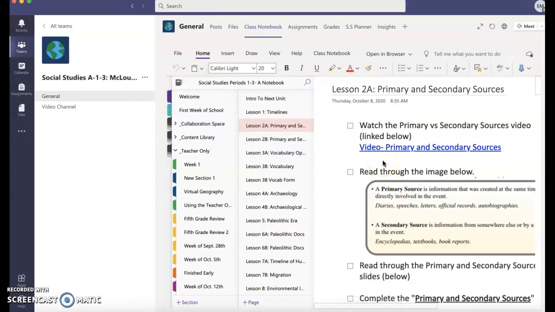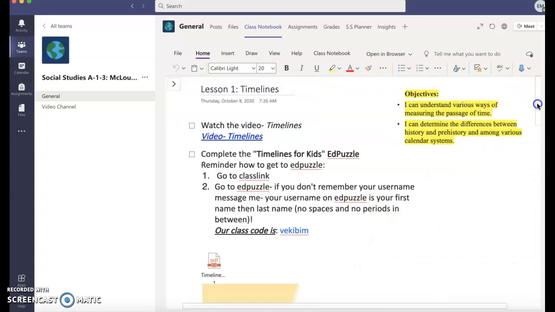Okay, so we're going to stop it there for right now because, again, we are only focusing on the Paleolithic era. Now that we recap that, we went over timelines and we were supposed to read these pages, but I want to point out up here in the top right-hand corner of every single lesson you will get has objectives. Remember, we spoke about objectives are what you will be able to learn by the end of the lesson. The objectives for this lesson: I can understand various ways of measuring the passage of time, and I can determine the differences between history and prehistory and among various calendar systems. Those objectives will be explained in your lessons.